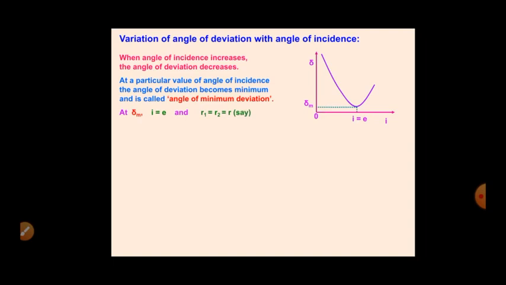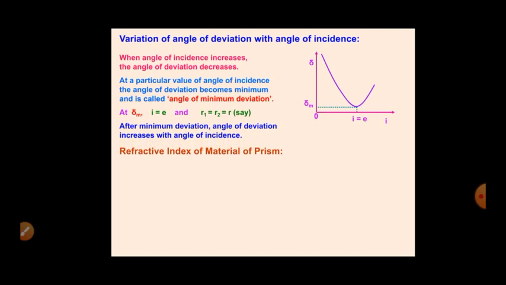And now, how can we calculate the refractive index if we know the minimum angle of deviation? Obviously we get the minimum angle of deviation in this particular situation when I becomes equal to E and R1 is equal to R2. That will automatically be equal, and suppose that is equal to R. Now let's calculate the refractive index of the material of the prism.